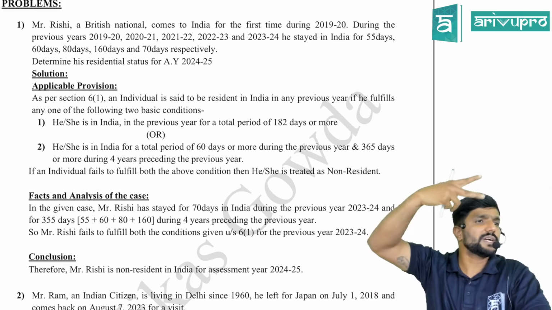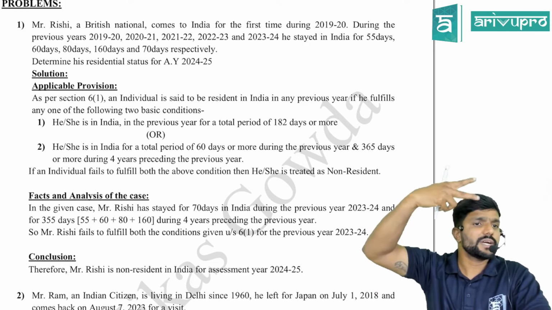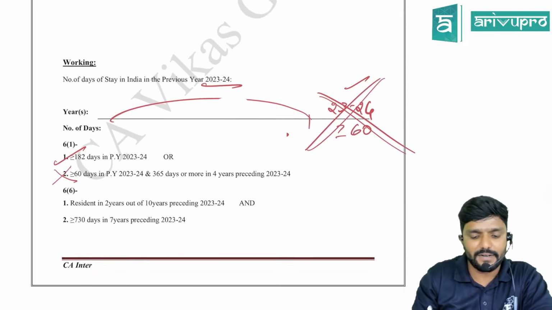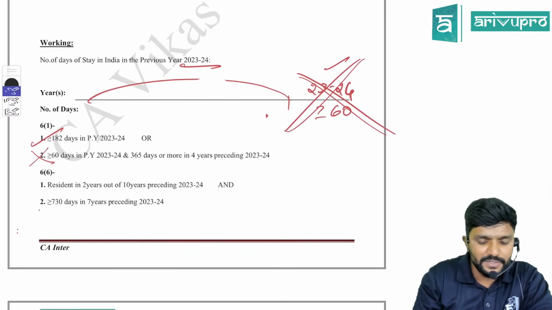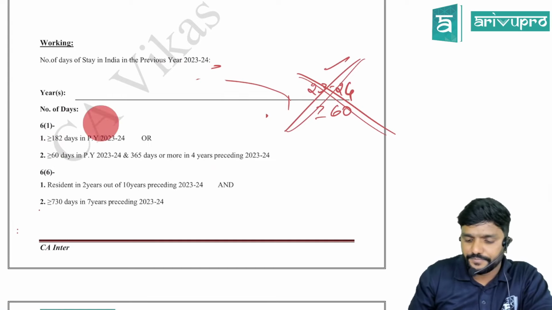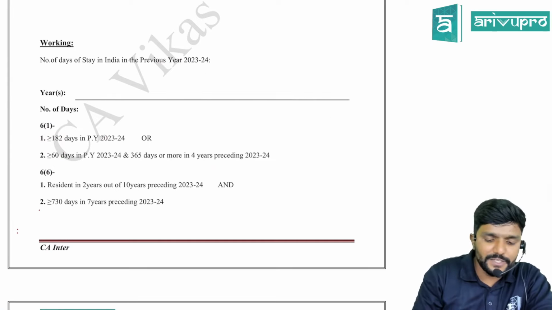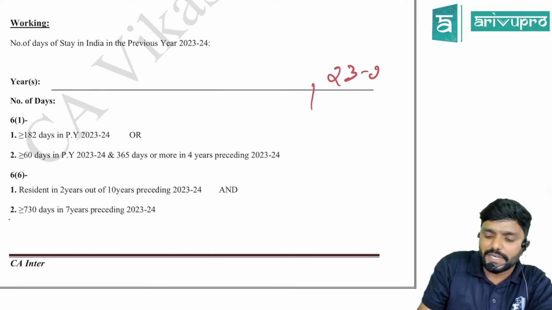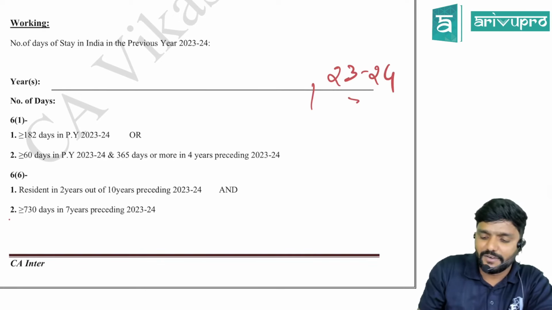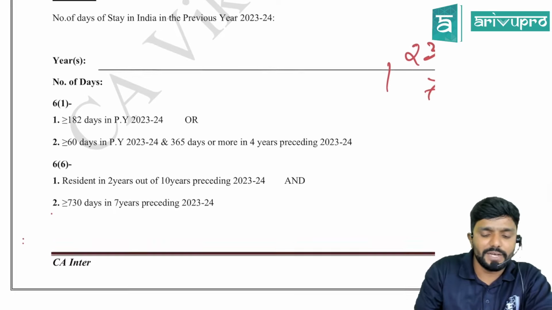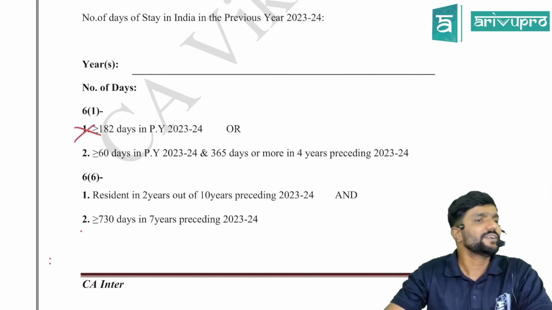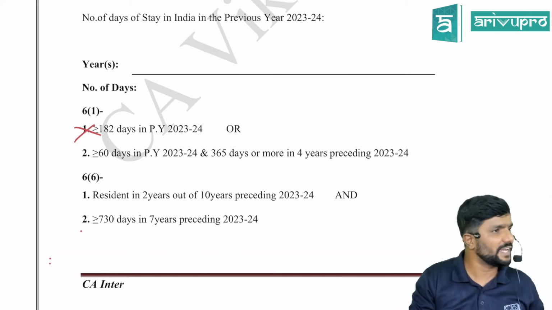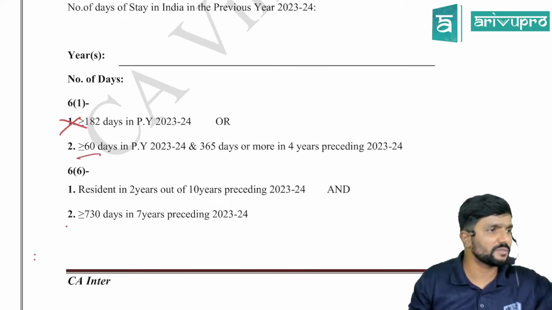No, sir. So both the conditions are alive, and we have to check both. I have just taken a rough working here; you need not take it down. First, in the previous year, how many days was he in India? 70 days. As soon as you see this number, the first condition under section 6(1) is ruled out. The second one is alive, because 60 or more is satisfied.